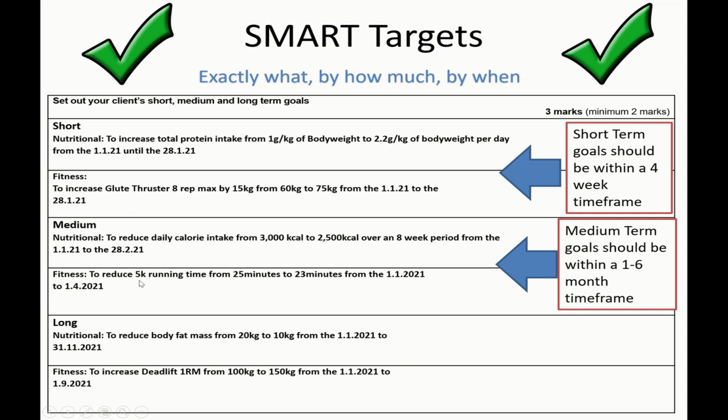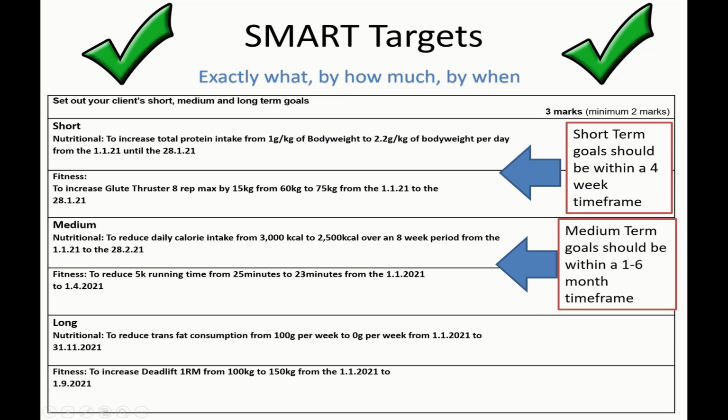So we've said exactly what we want to do. So this is more of a cardiovascular goal rather than a resistance training goal. And we want to try to reduce that 5K running time from 25 minutes to 23 minutes. So we're reducing it by 2 minutes over the 3-month period.